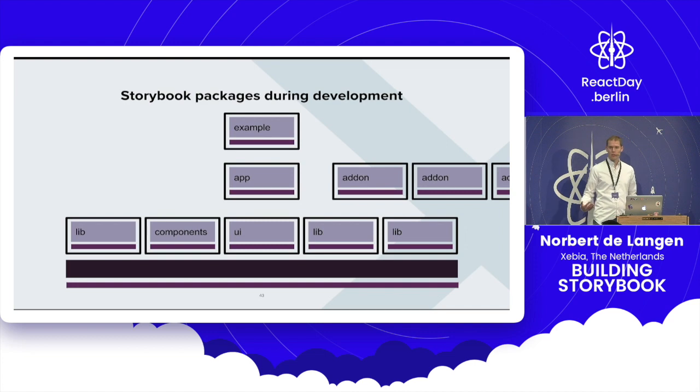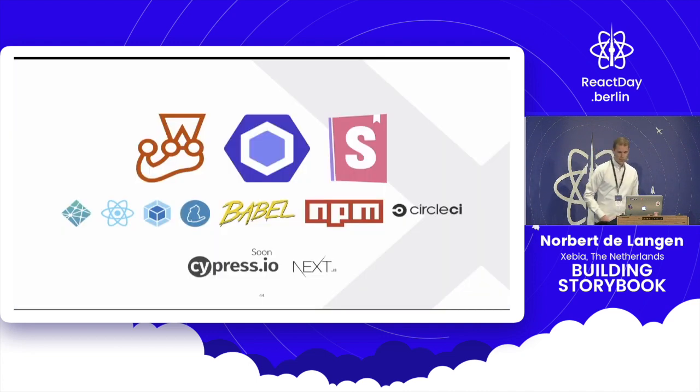So during development, we actually use Storybook ourselves. We run a Storybook example, and we use one of the apps. So our apps, for example, is React or React Native or Vue. And we use our own add-ons during development. So I would say that this is sort of like a dog food methodology. And we're using really awesome tools. If you're interested in learning these tools, come check out the Storybook codebase.